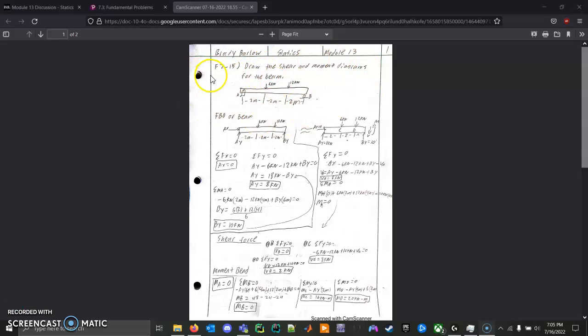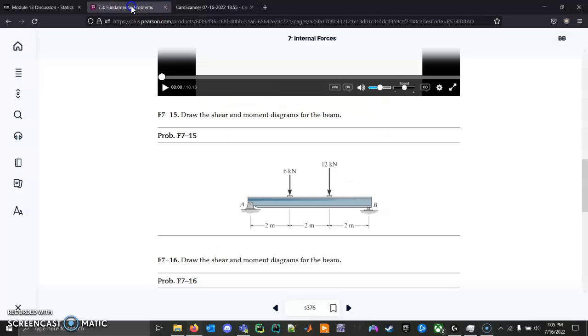Okay, so the problem I chose to do was problem 7-15, which can be found on page 376. It states: draw the shear and moment diagrams for the beam. Here's the picture here.